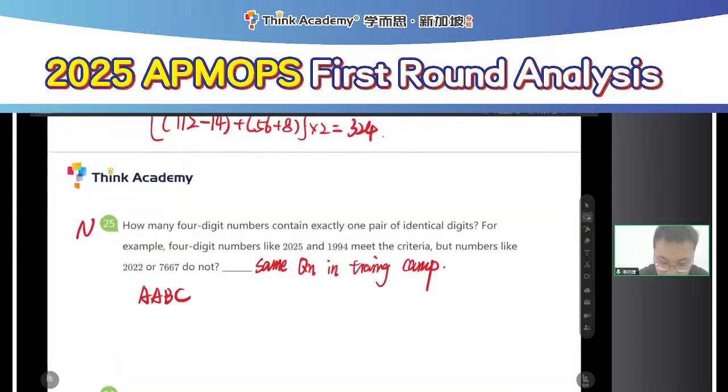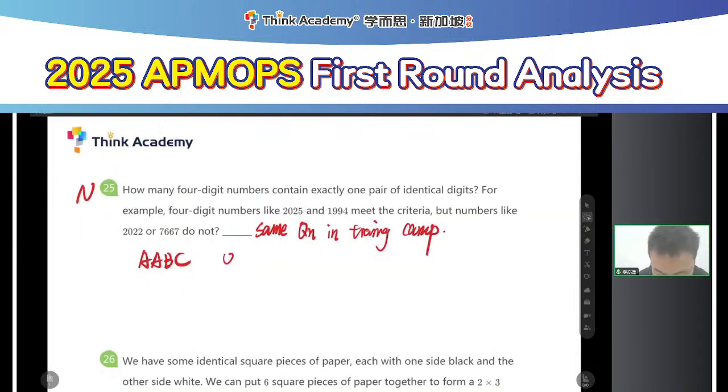So first, we determine the position of A and A. For the position of AA, we have 4C2, which is 6 ways. We have 6 ways to determine this AA. So now we have AA, B, C, with 6 ways for the AA. Where do we put the B and C? That doesn't matter now.